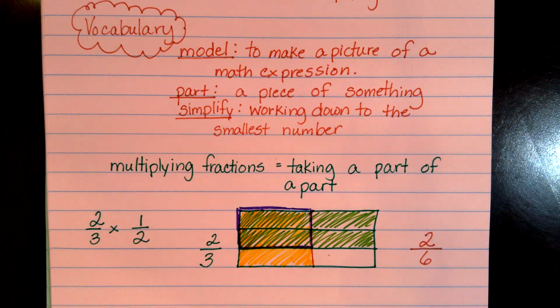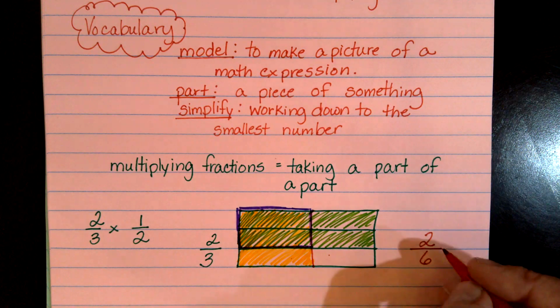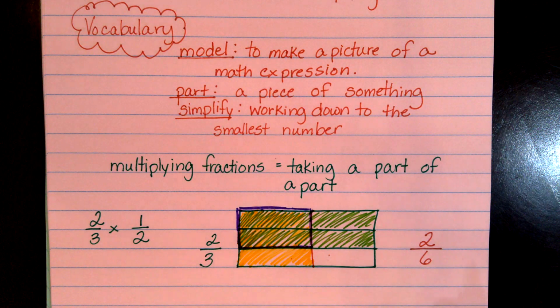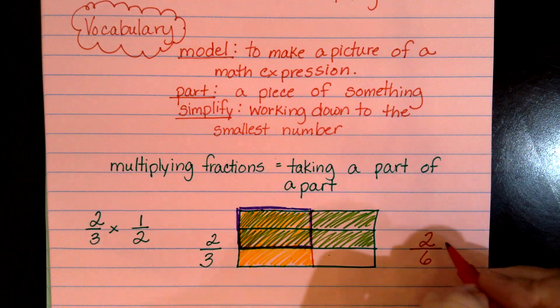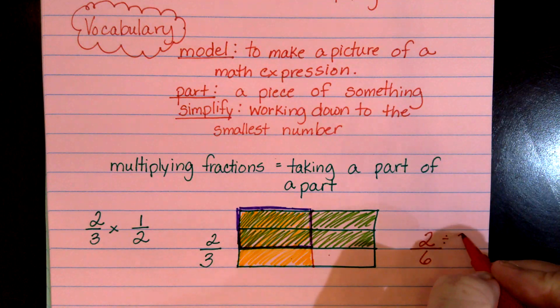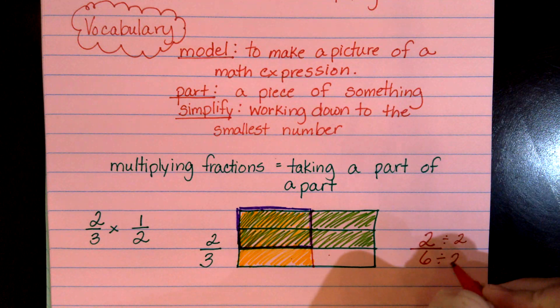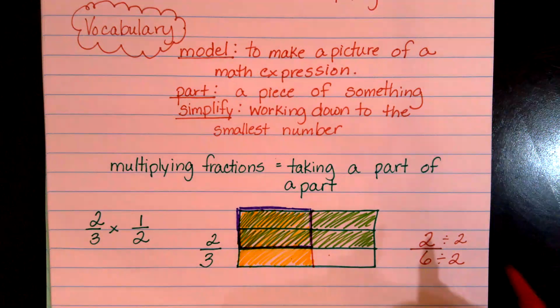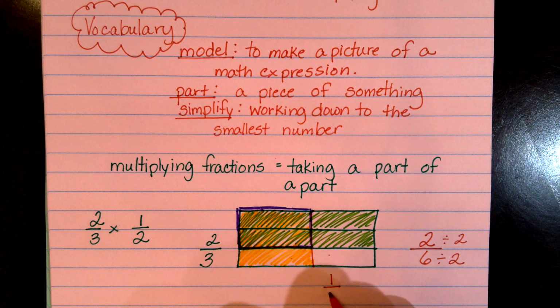You guys know that the way that we simplify that is we look for the greatest common factor between 2 and 6. For us, that's going to be 2 because we can divide 6 by 2 and we can divide 2 by 2. So we can divide here and divide here. 2/6 divided by 2/2 is going to be 1/3. 1/3 of the whole is what is colored in this specific instance.